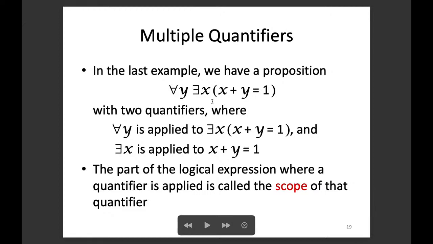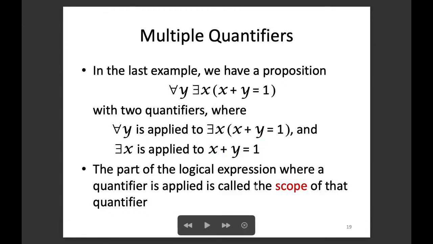A closer look at what has happened. The for every y is applied to the whole thing, there exists x such that x plus y is equal to 1. Recall that this is a propositional function on y. So for every y, a propositional function on y is a proposition. There exists x applied to this one, which is a propositional function on x and y, becomes a propositional function on y.